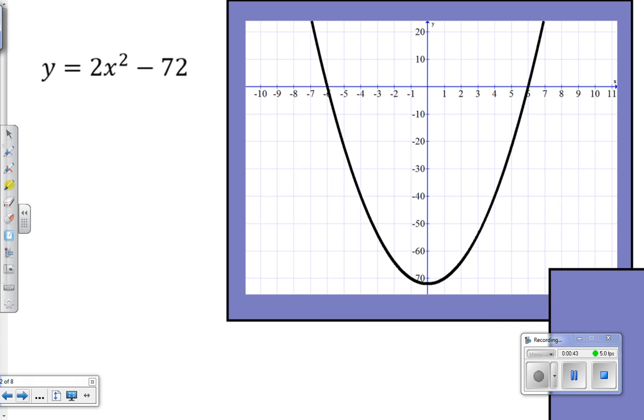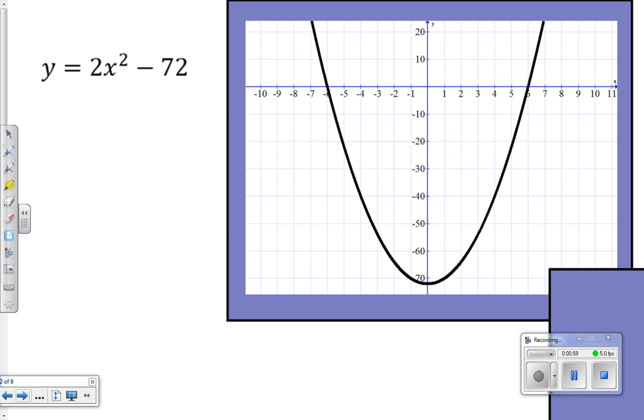You'll notice that this is not actually in your booklet, so just kind of watch the video for now. I'll let you know whenever you'll start seeing the things that are in your book and when you can start writing in there. So what I have here is an equation, y equals 2x squared minus 72, and I went ahead and graphed it over there for you.